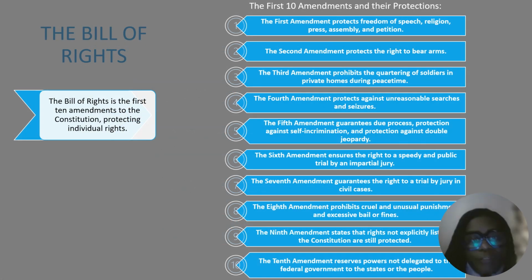Here we have the Bill of Rights. The Bill of Rights consists of the first 10 amendments to the Constitution, which protect individual rights such as freedom of speech, religion, and the right to a fair trial. These amendments are crucial in safeguarding the rights of citizens against government infringement. Here, posted on the slideshow, you will see each amendment and what its protection is.